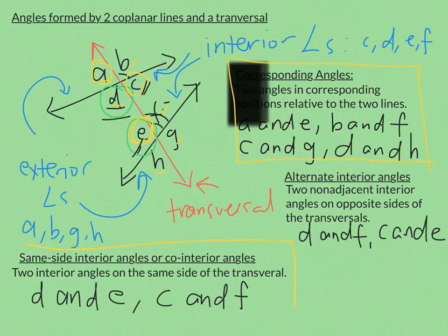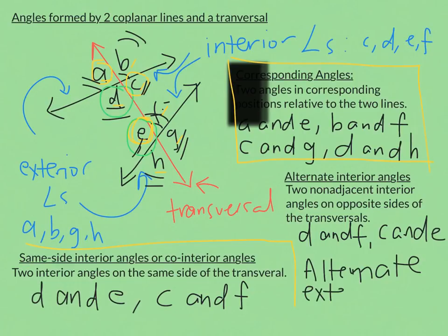Some of you may be wondering, is there a name for angles A and G and angles B and H? Yes, this pair of angles are called the alternate exterior angles. And they are two non-adjacent exterior angles on opposite sides of the transversal.